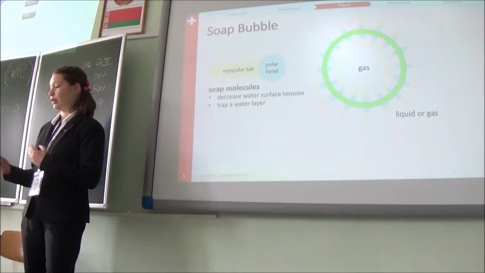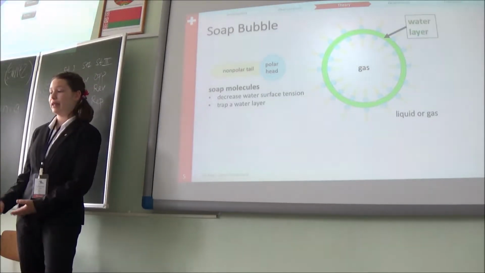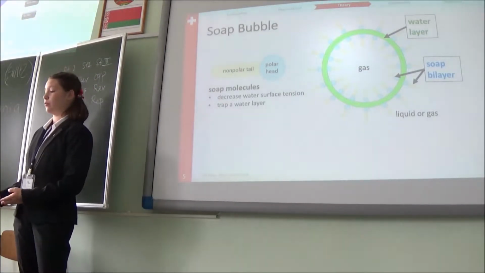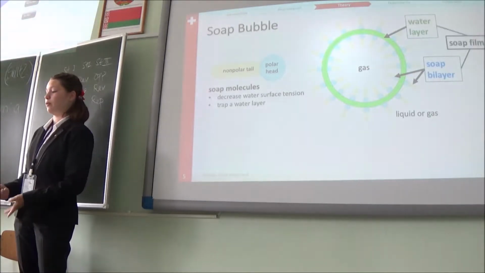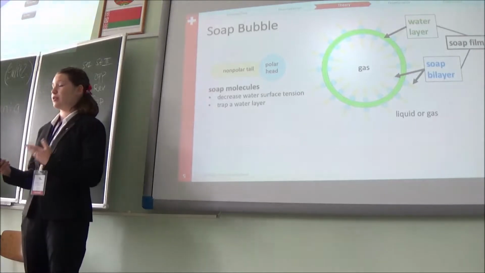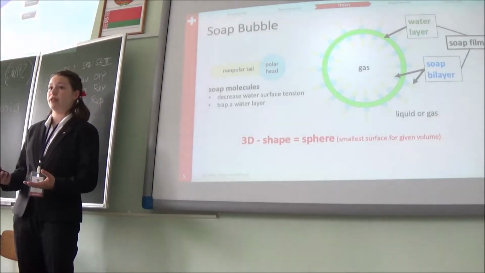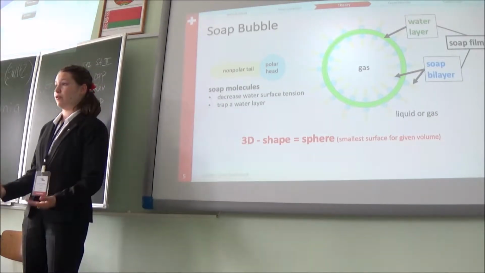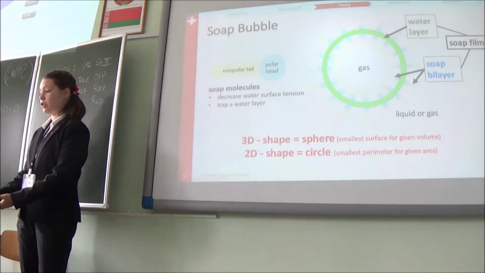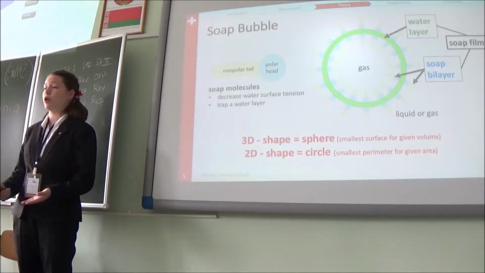So if we look at the soap bubble, we have our water layer in green, and we have the soap bilayer layers, which are made up of those soap molecules around the water layer. These together are called a soap foam. If we look at this as a 3D shape, which we would see if we just had it in air, it would be a sphere because that is the smallest surface for the given volume. Now we are looking at a 2D shape, so it would be a circle, which would be the smallest perimeter for the given area.